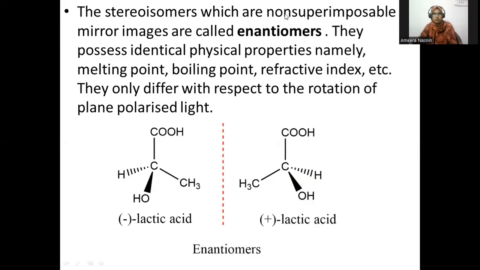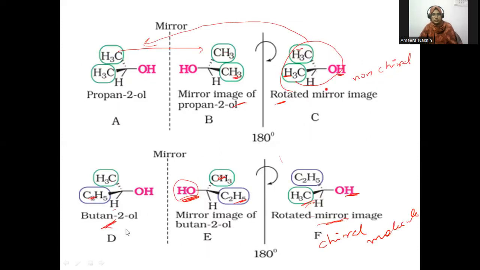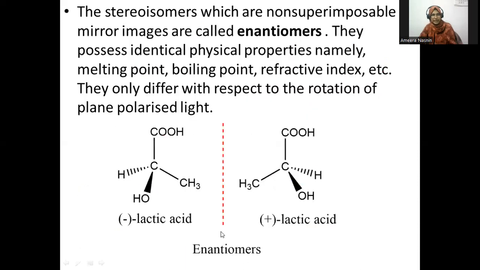The stereoisomers which are non-superimposable mirror images are called enantiomers. Okay, so non-superimposable mirror images are called enantiomers. These two are called enantiomers. They possess identical physical properties, namely melting point, boiling point, and refractive index. All of these physical properties would be identical, but they only differ with respect to the rotation of plane polarized light.